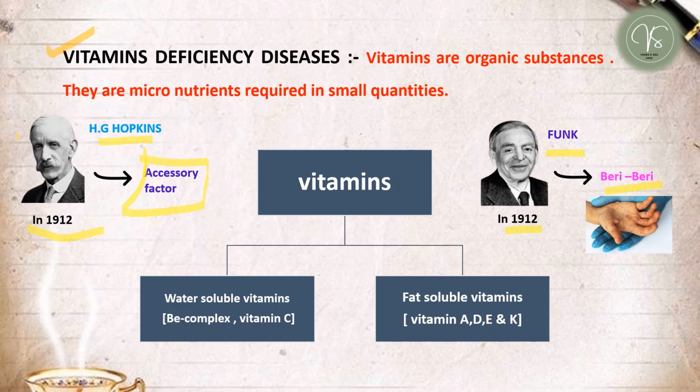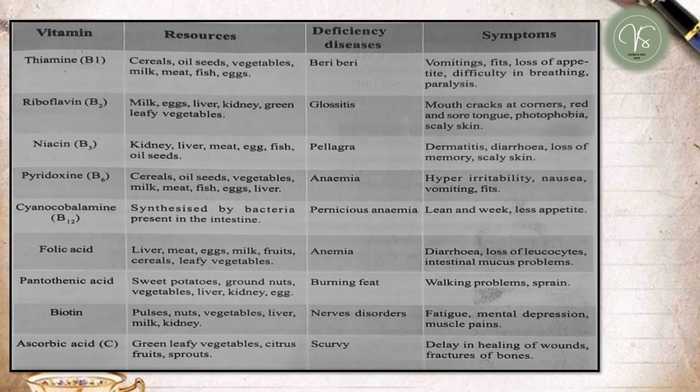Vitamins are again of two types: water soluble vitamins and fat soluble vitamins. Water soluble vitamins are the B complex and vitamin C, and fat soluble vitamins are vitamins A, D, E, and K. Let's learn about the vitamins in detail. The B complex vitamins contain a group of vitamins, that is B1, B2, B3, B6, B12, folic acid, pantothenic acid, biotin, etc. Now, let us learn about these vitamins one by one.